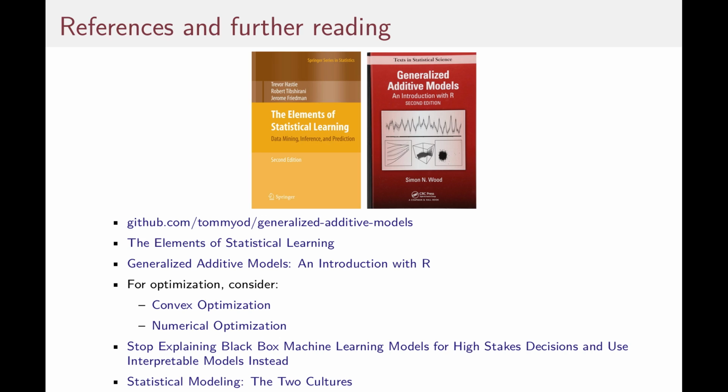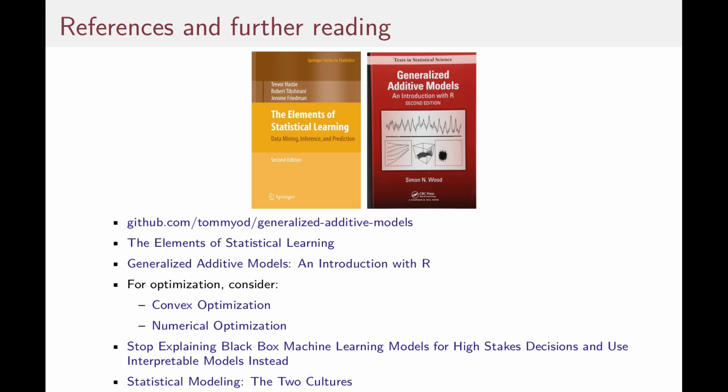I really recommend The Elements of Statistical Learning, even though it's a tough book. It requires a lot of knowledge about math and statistics. It's a really good book to have lying around. There's a book on Generalized Additive Models by Simon Wood, also very good. I recommend it, not to everyone, but if you're interested in these types of models, then I highly recommend it. For optimization, there's Convex Optimization by Stephen Boyd, and Numerical Optimization by, is it Wright? I'm not entirely sure.